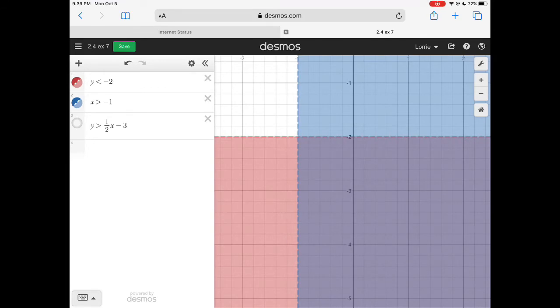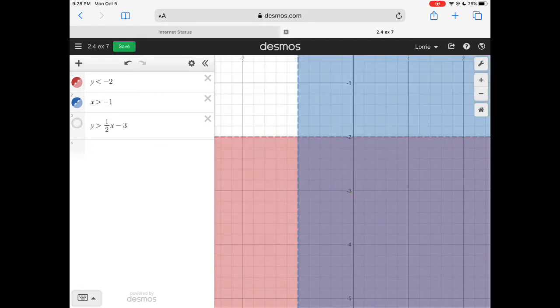Our last one is Y is greater than 1/2 x minus 3. Remember, these are in slope-intercept form, so 1/2 is our slope and -3 is our intercept. And we can see that the green region has now come into play. And so looking at the three of them, you can see that there's a triangular area where all three overlap.